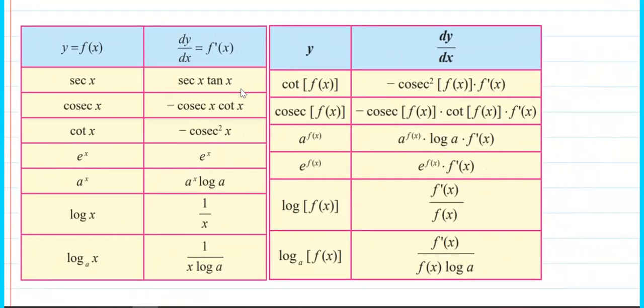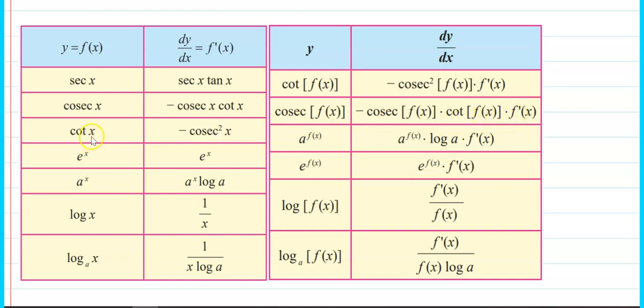Okay. Next, the derivative of cosec x, given. The derivative of cosec x is minus cosec x into cot x. But what about the derivative of cosec f of x? It is minus cosec f of x into cot of f of x into f dash of x.